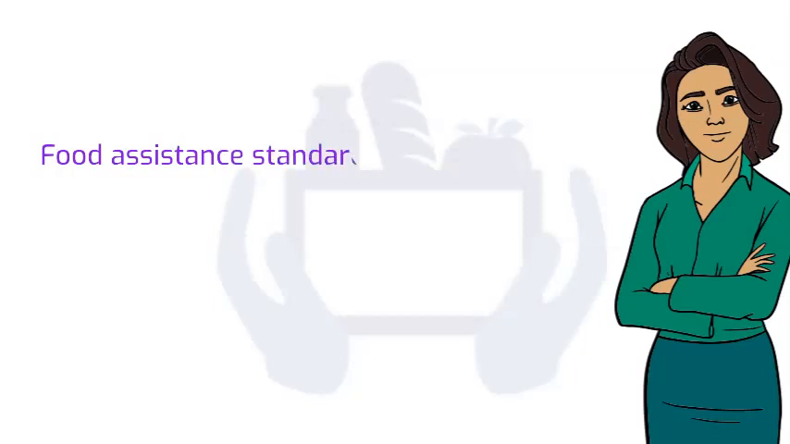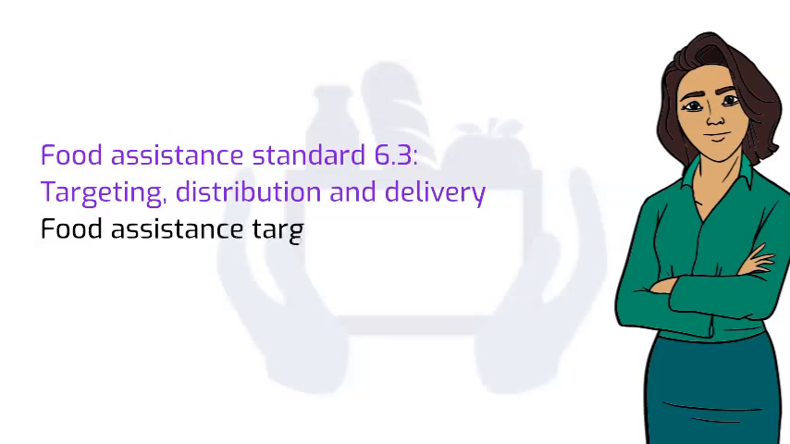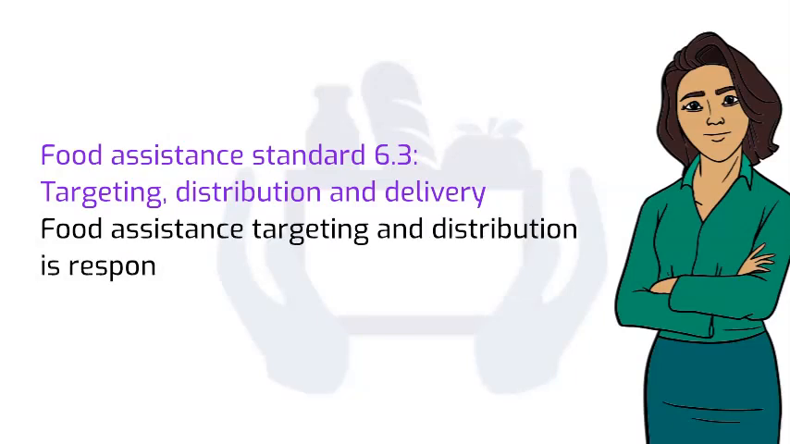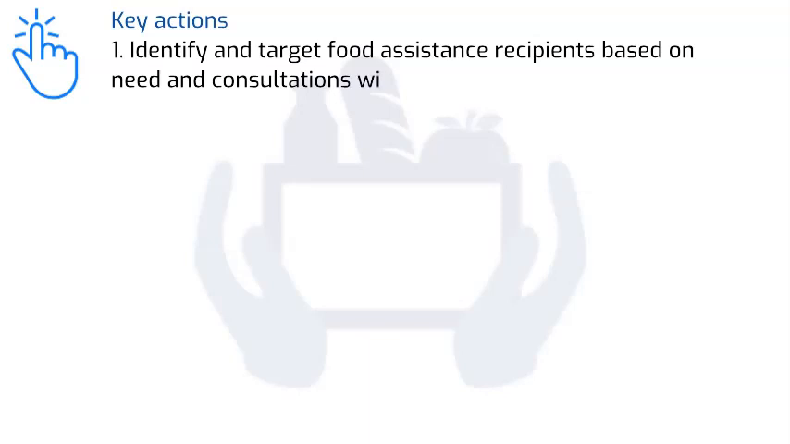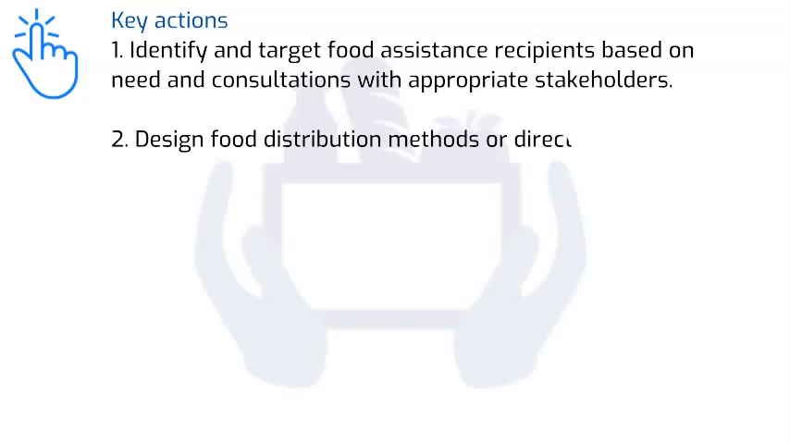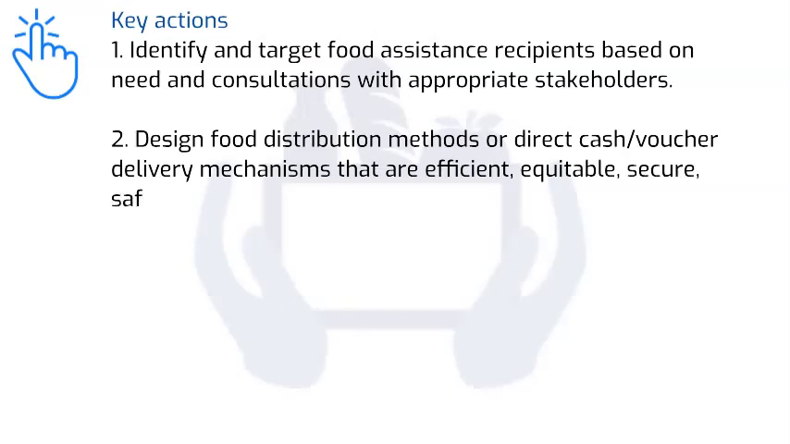Food Assistance Standard 6.3. Targeting, distribution and delivery. Food assistance targeting and distribution is responsive, timely, transparent and safe. Key actions. 1. Identify and target food assistance recipients based on need and consultations with appropriate stakeholders. 2. Design food distribution methods or direct cash/voucher delivery mechanisms that are efficient, equitable, secure, safe, accessible and effective.